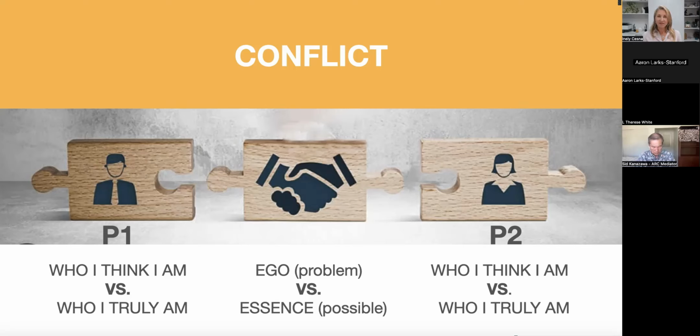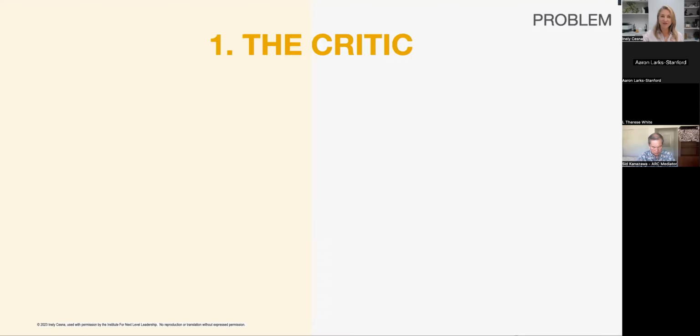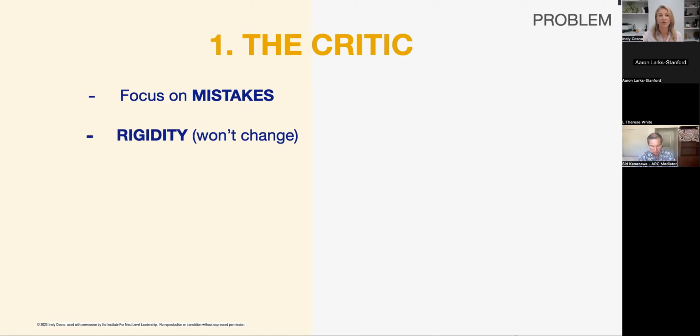All right, so let's start with our barriers to conflict resolution. The first one we call the critic. And with the critic, I'll encourage you to think of a case you're working on, or someone in your life, or maybe ourselves. We have been in the position of the critic many times, so just think about that as I move on. But the problem with the critic is that the critic is focusing on mistakes. We are looking for what's wrong.